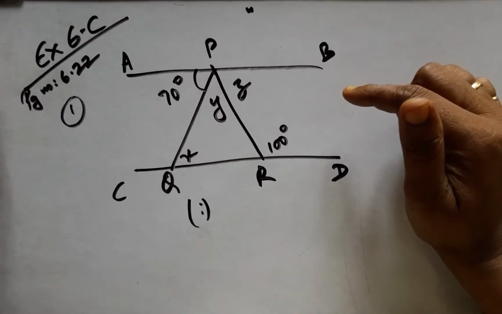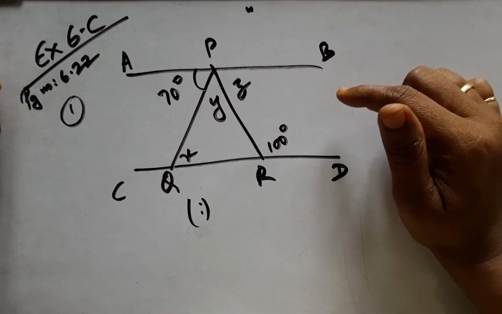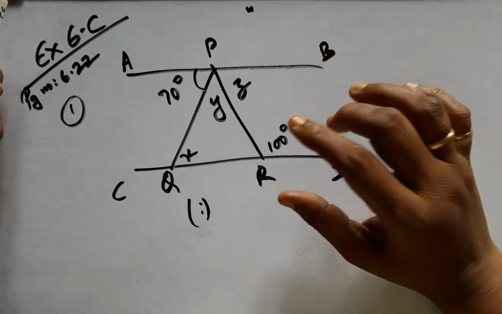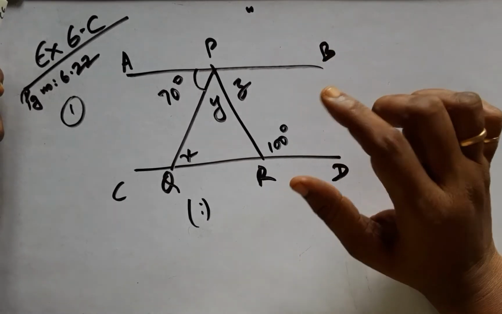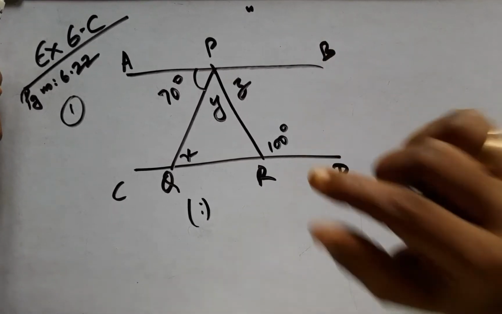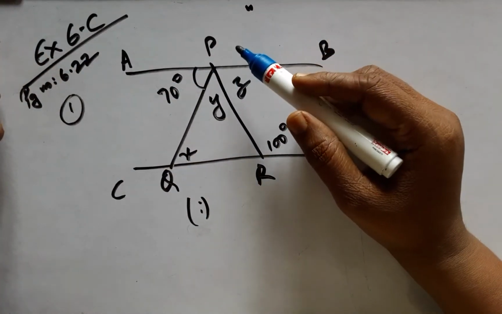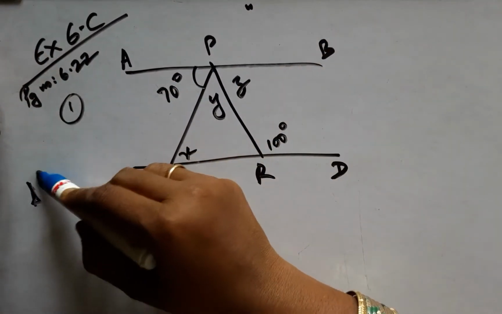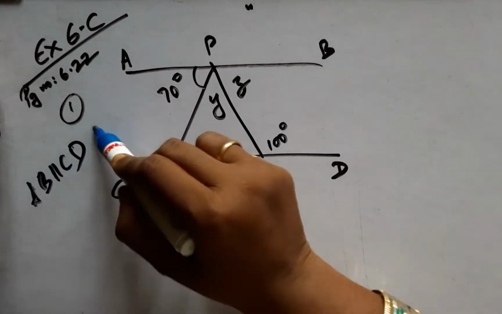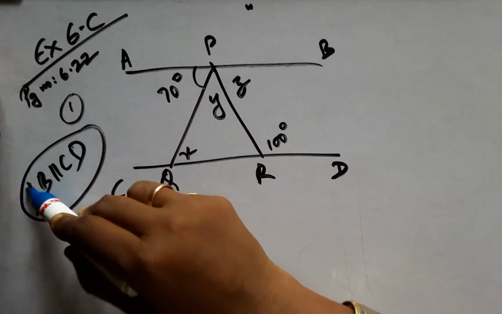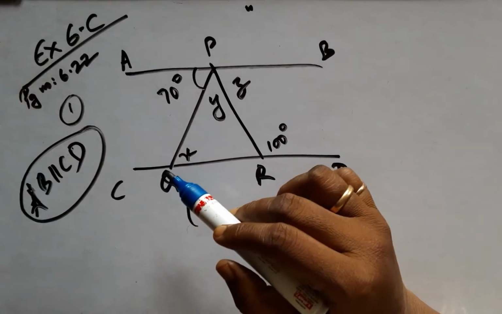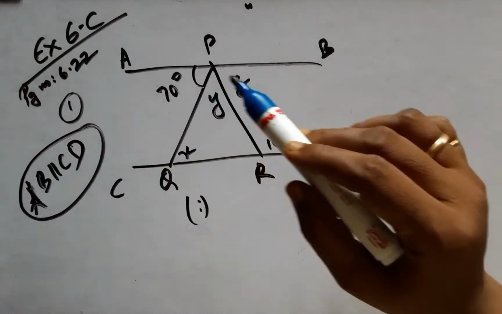Now this is the first problem of 6C. All you need to do is apply the entire lines and angles rules to these. As these are here, we have a set of parallel lines AB parallel CD. So herein lies the entire answer and the trick to answer this.